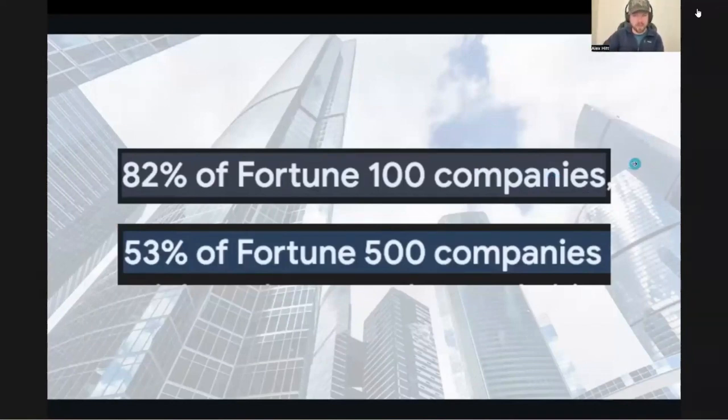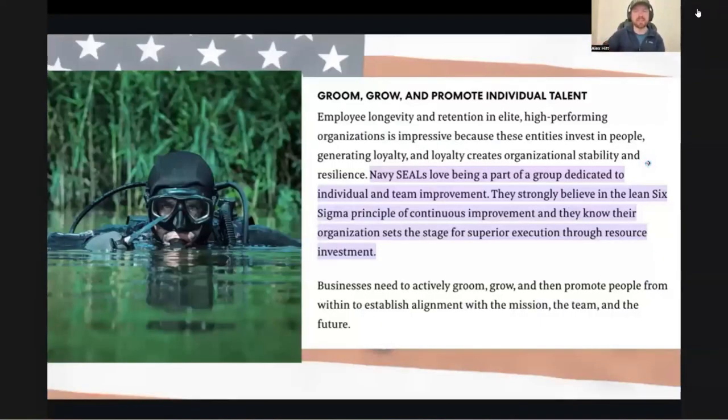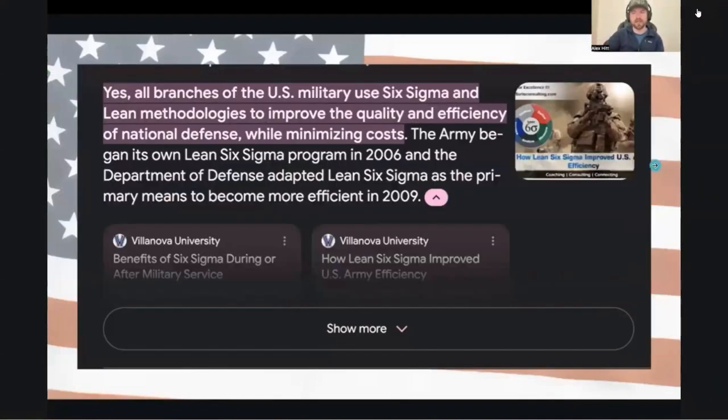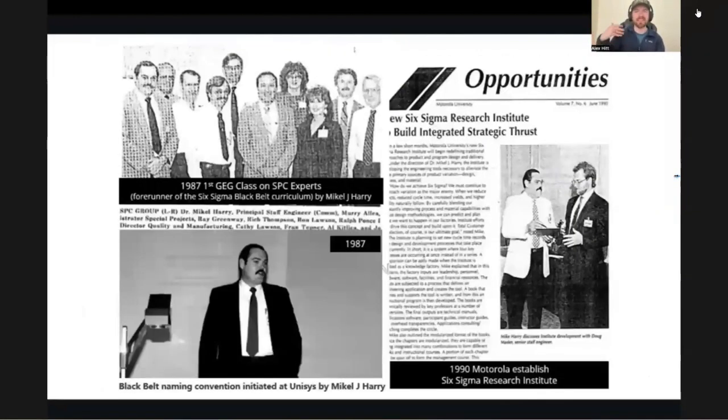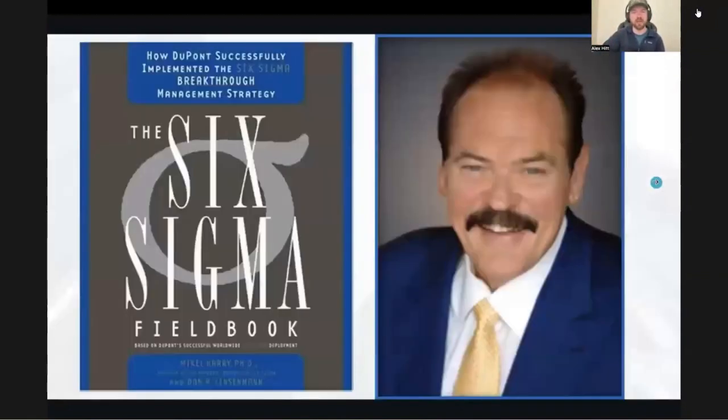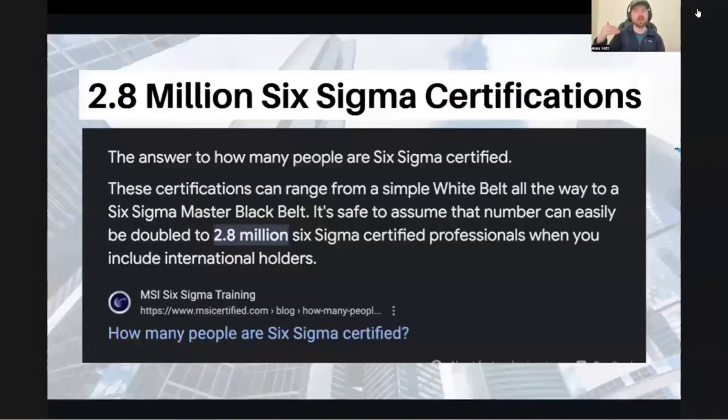So that's 82% of the top 100 companies, 53% of the top 500 companies. But it's not only the top companies in America, it's also the United States Navy SEALs. And every single branch of the military uses Six Sigma. MIT's Sloan School of Management also credited Six Sigma as one of the top 10 business management innovations in the last 130 years. And because Six Sigma was so successful at all these different companies, Michael J. Harry went out there and started training people globally. He wrote a very famous book about Six Sigma, and there are currently 2.8 million Six Sigma certified professionals globally.